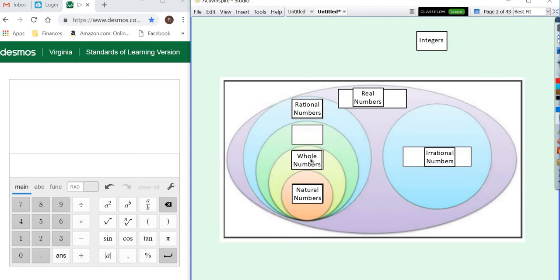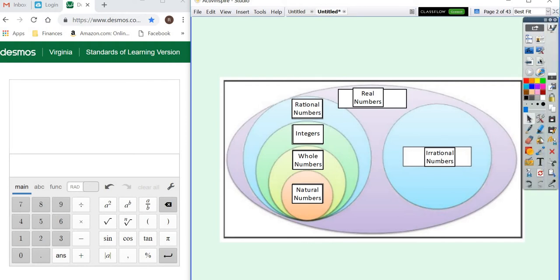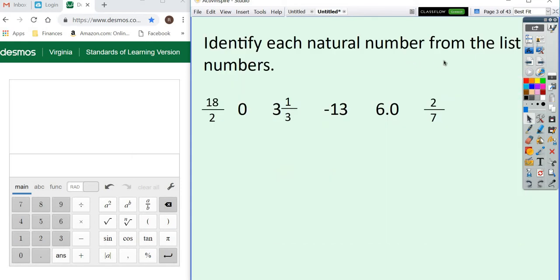Then come the whole numbers when we teach you about 0: 0, 1, 2, 3, 4, and so on. Then come integers, which are the negative and positive whole numbers, which includes 0. It's like a perfect number line. Rational numbers have all the fractions involved, and irrational numbers are like pi. They just go on and on forever.